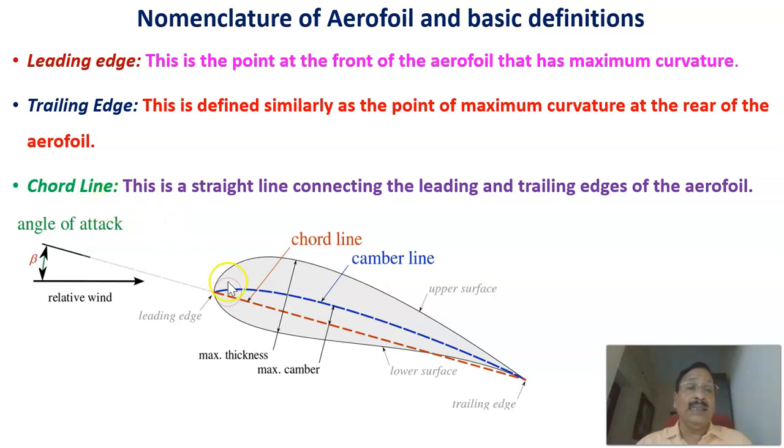And the chord line is a straight line connecting the leading edge and trailing edge of the aerofoil. And this is the wind that's coming, at this angle of attack. Here, this is the chord line, this is the leading edge, this is the trailing edge, this is the upper surface, and this is the lower surface. Therefore, these are the nomenclature, the different basic definitions of an aerofoil. We'll see more definitions in the next slide.